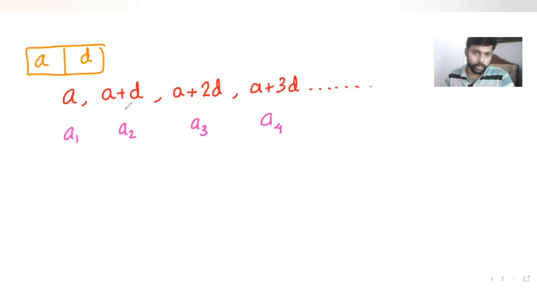Let's start looking at the second term onwards. a2 is equal to a plus d. a3 is equal to a plus 2d. a4 is equal to a plus 3d.